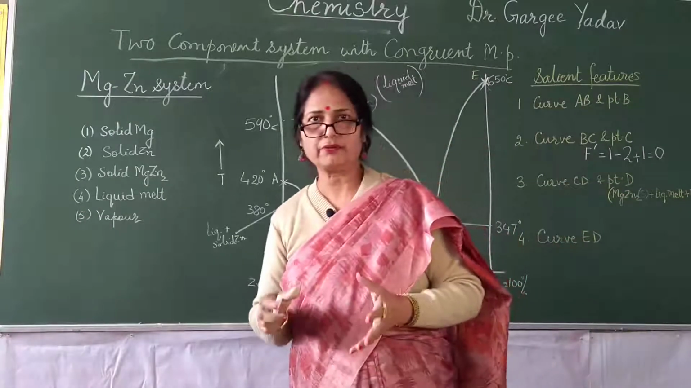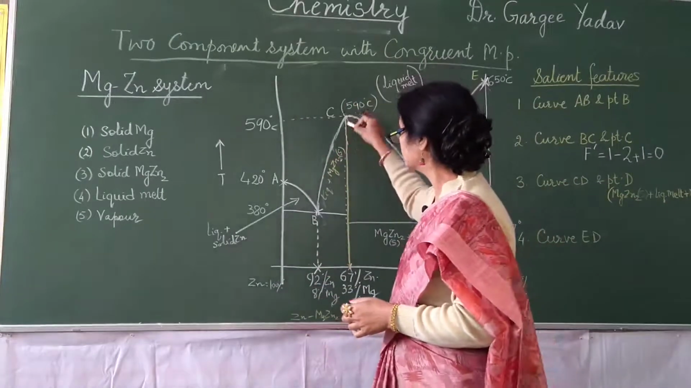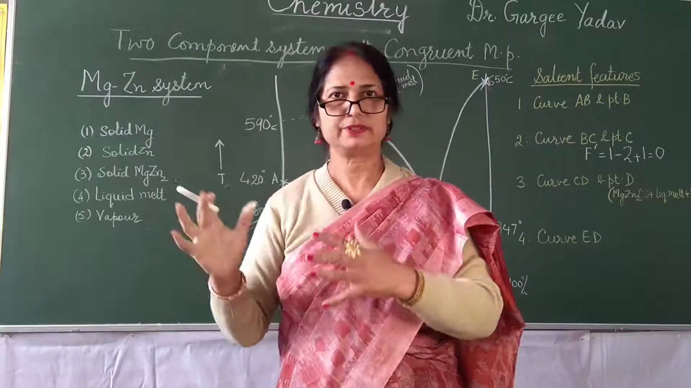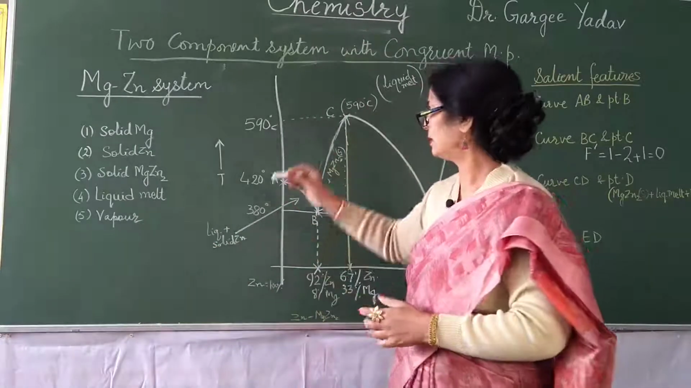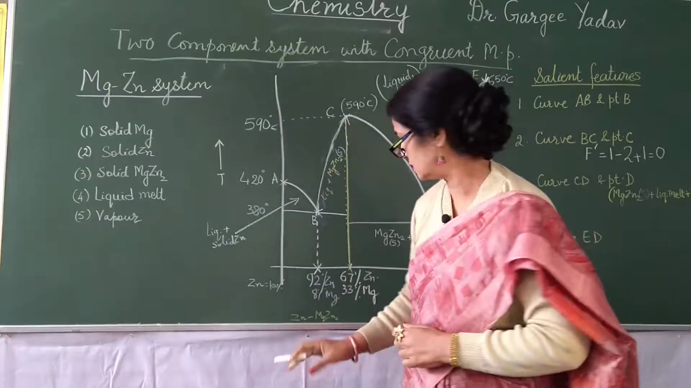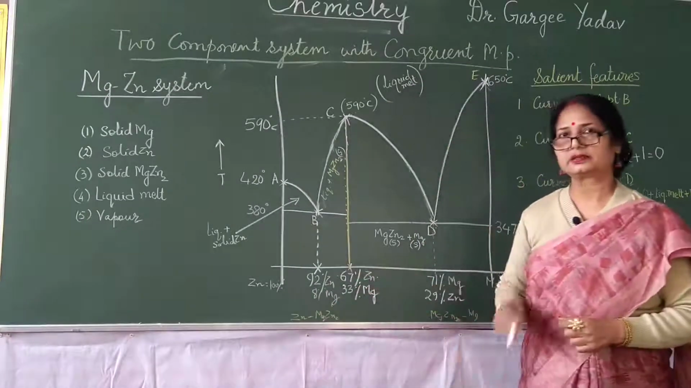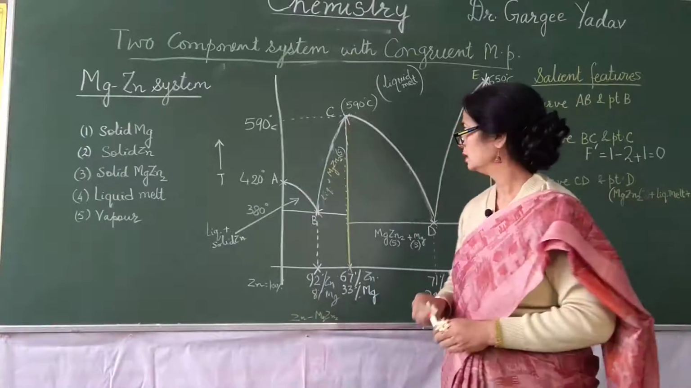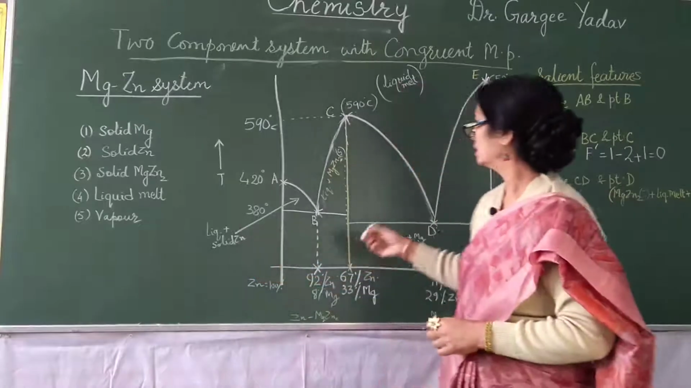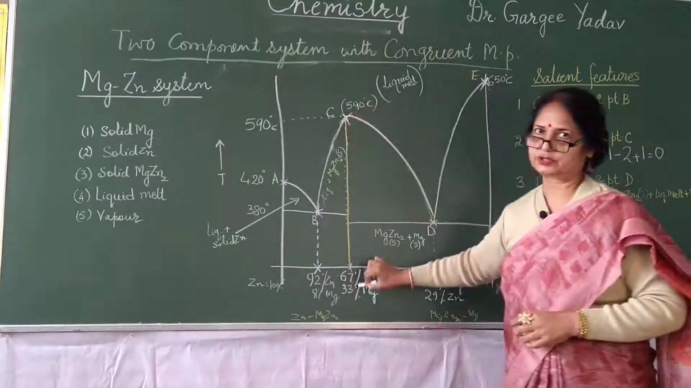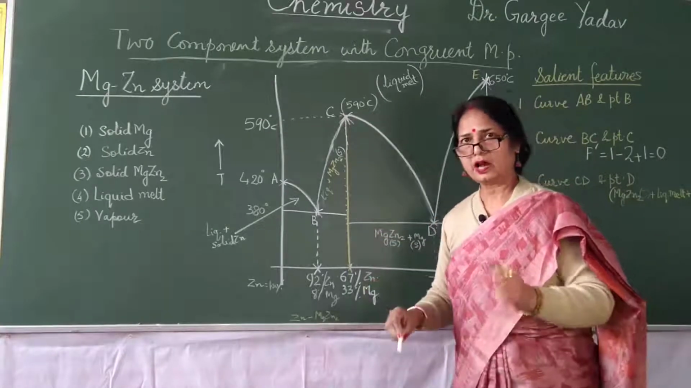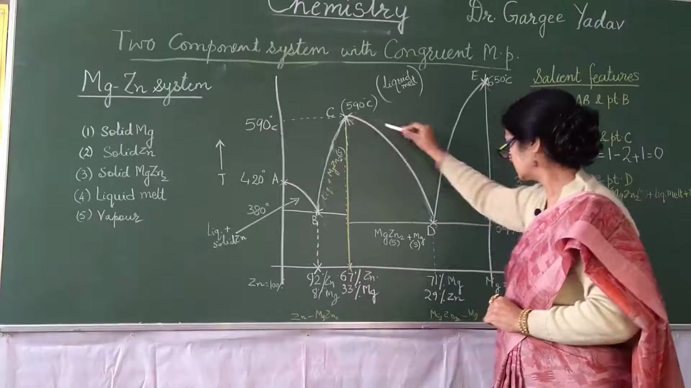The system will be non-variant at this point C, which is also known as the congruent melting point of this MgZn system. The temperature corresponding to this is 590 degrees centigrade and the composition is fixed at 67% of zinc and 33% of magnesium. So this is a typical feature of the congruent melting point systems. Both the temperature as well as the composition is fixed at this point and the system is non-variant at this point.